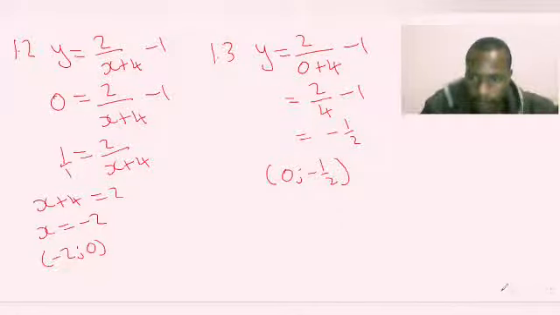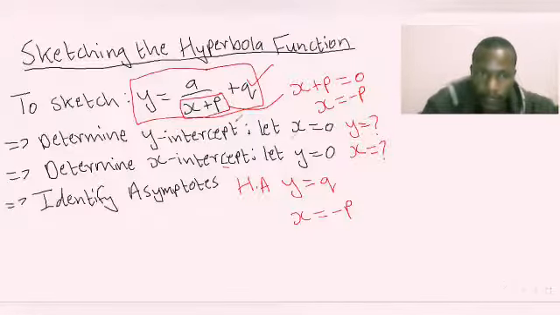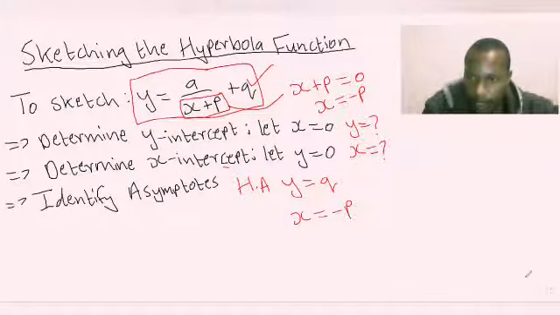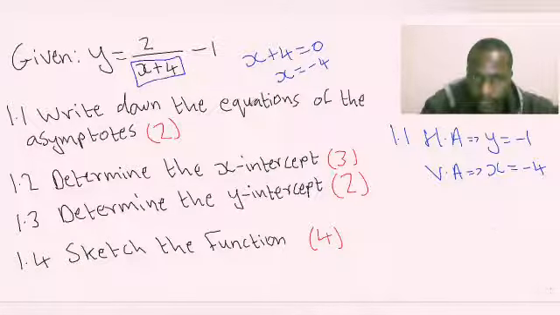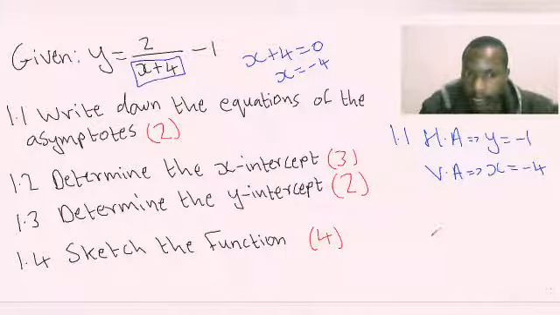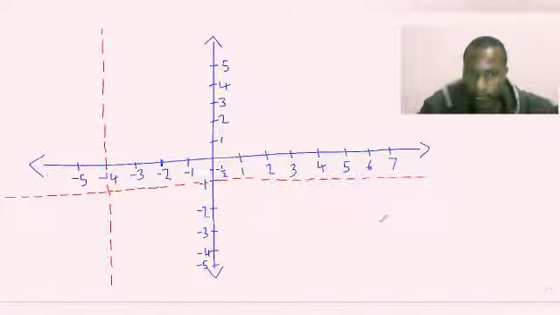Again, we needed to identify the asymptotes, and we needed to determine the x-intercept as well as the y-intercept, which we have done. We can now sketch the function. 1.4 wants us to go ahead and sketch the function. So let's do so. I'll move on to the next page for that, and I'll write on the side all the points we managed to get.